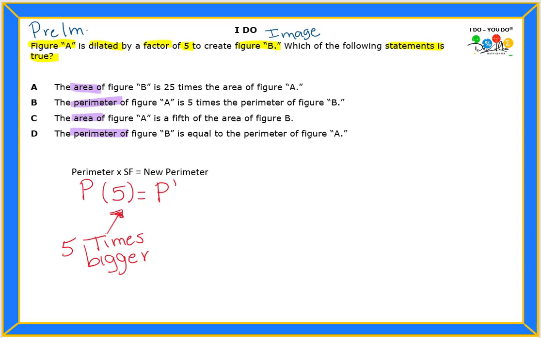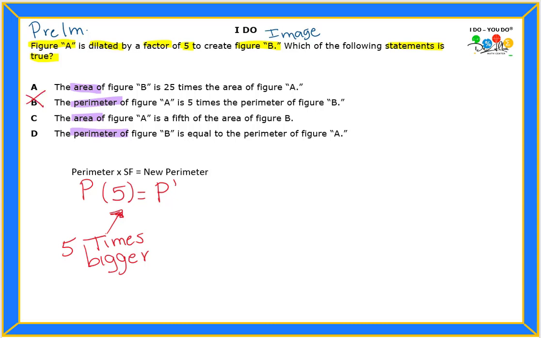So if you look at letter B, it says the perimeter of figure A is 5 times the perimeter of figure B. Is that true? You got to be careful the way you read it. It says the perimeter of figure A is 5 times the perimeter of figure B. No, it's not. It's the other way around. The new one is 5 times the perimeter of the pre-image, okay? So be very careful with that. The way that we read it, no, it doesn't work like that.